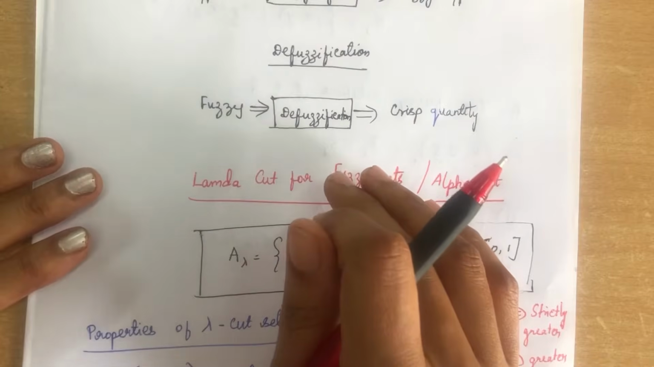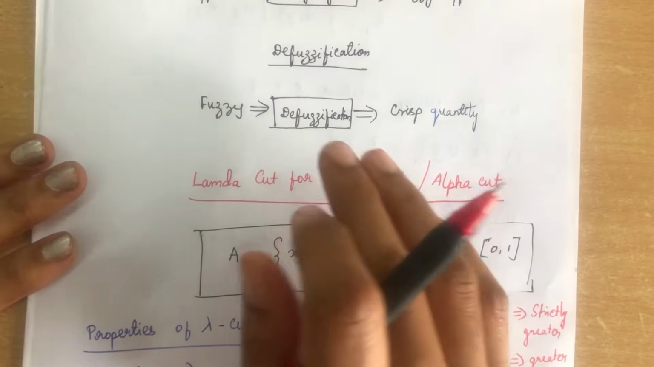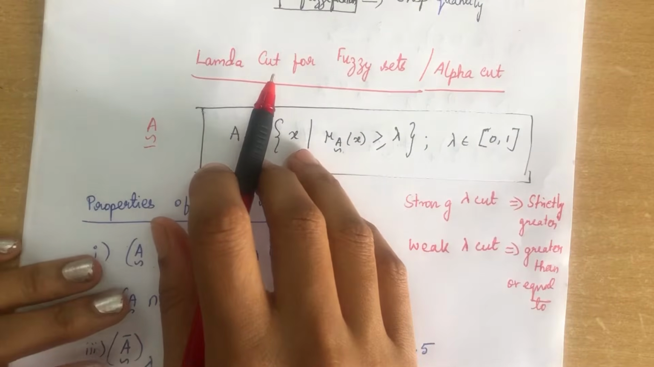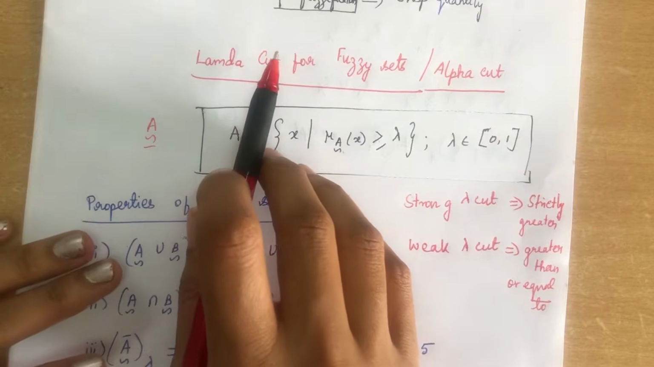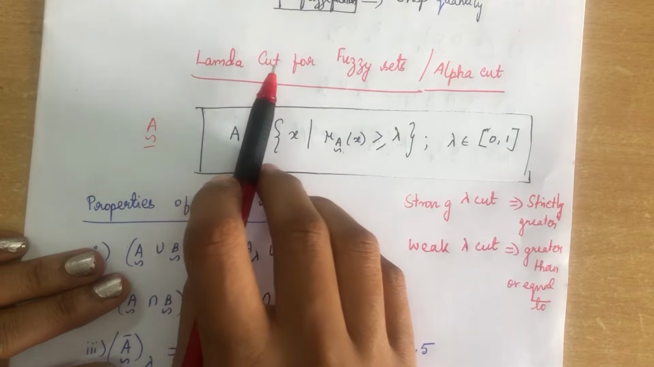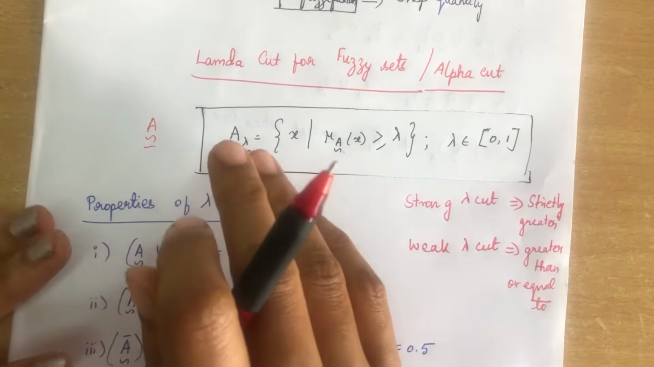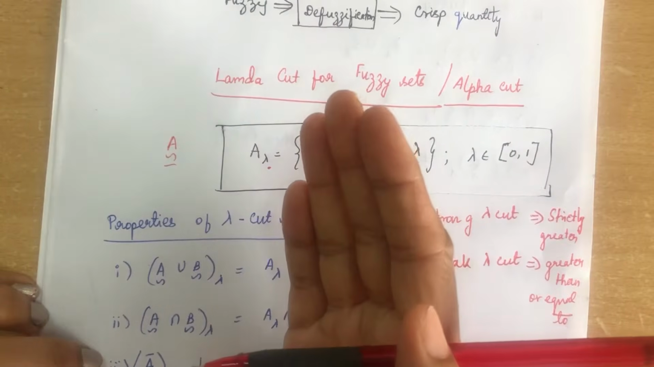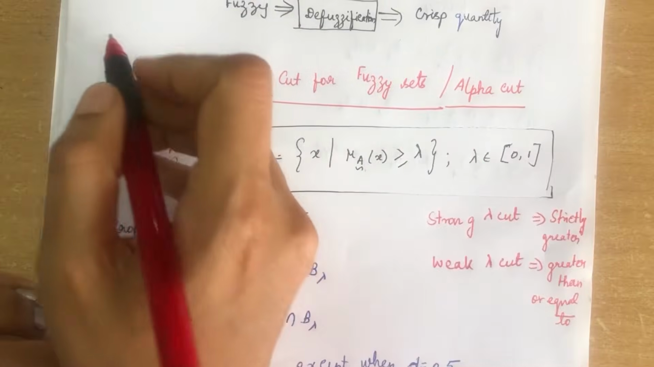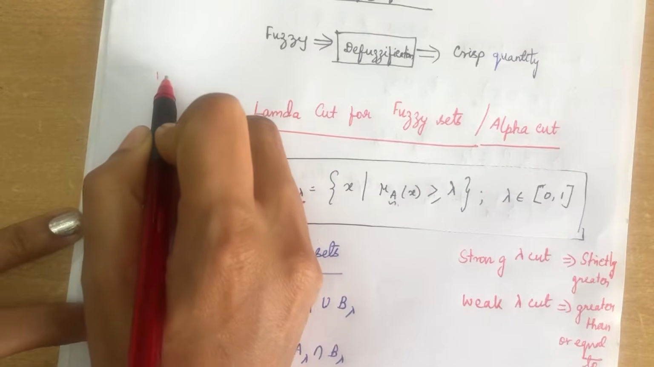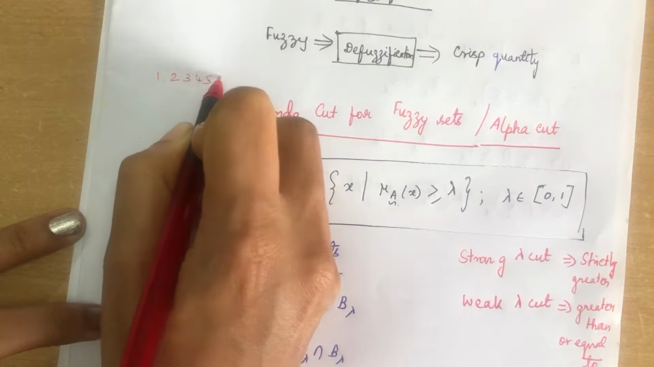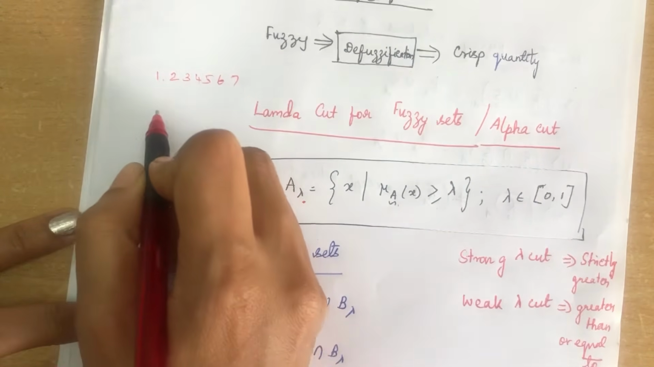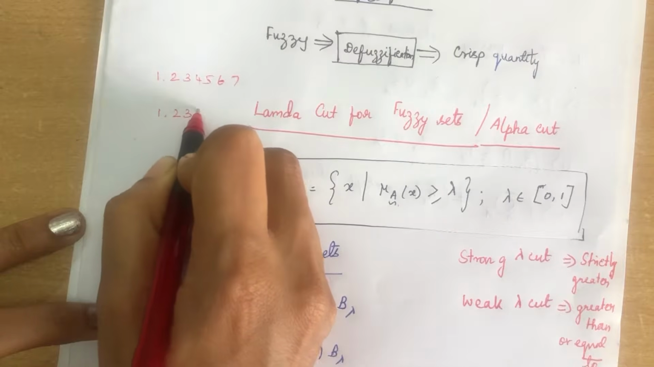In this video, I will explain how this defuzzification is done. How do you do this defuzzification? It is done by the method called the lambda cut method or alpha cut method. So what is defuzzification? Defuzzification is nothing but rounding off. Suppose you have the value 1.234567. If they are asking you to write 3 decimal values, how do you write 1.234?